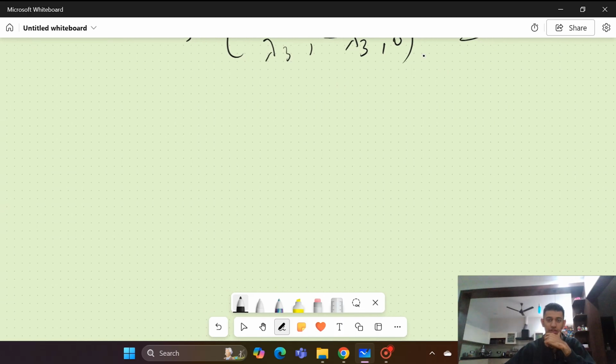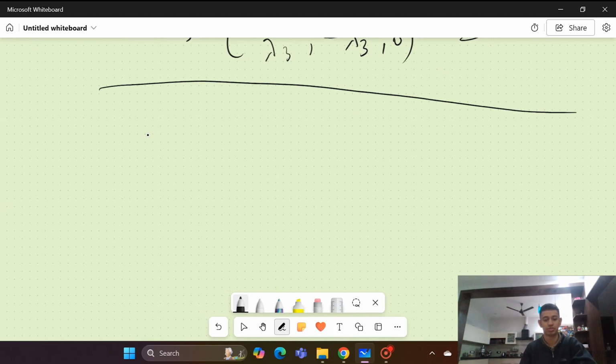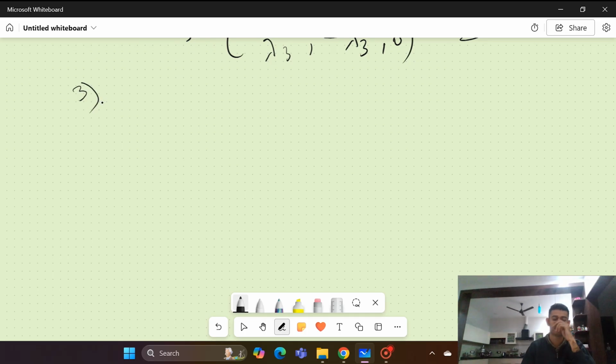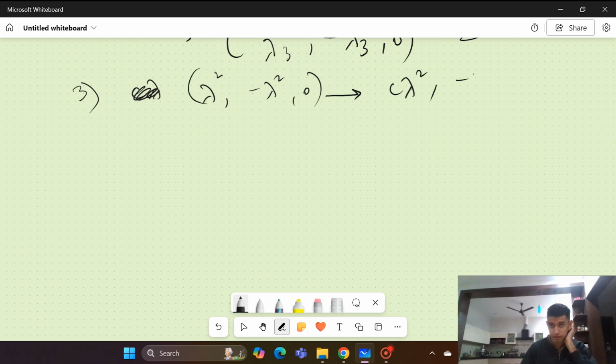So this is done. And now the last one. Oh, sorry, shouldn't have drawn the line. Part 3 is you have C lambda. So you try to multiply. So you assume again, concrete example. So you have lambda square minus lambda square 0. You try to multiply C inside this. So C lambda square minus C lambda square 0.